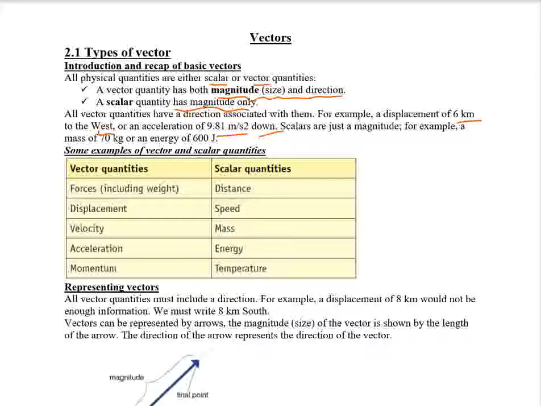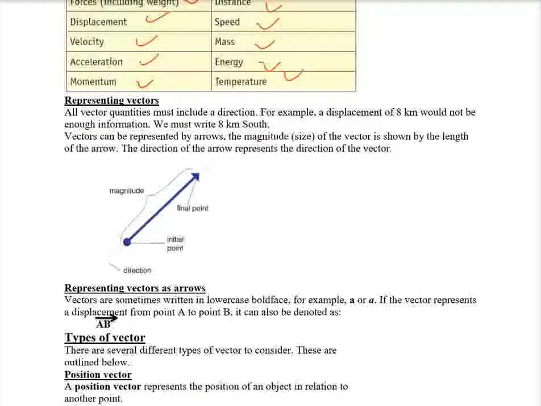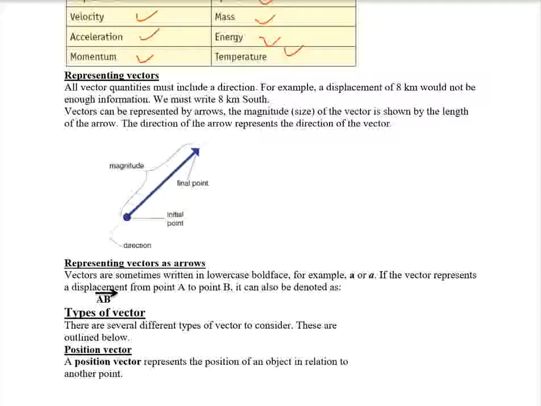Therefore, see, these are some vector examples, and these are some scalar quantity examples. Distance, speed, mass, energy, and temperature are what? Scalar quantities. But here, force, displacement, velocity, acceleration, momentum, and so on. There are so many. Among these are some examples of vector and scalar. And representing vectors. We can represent vectors in three ways.